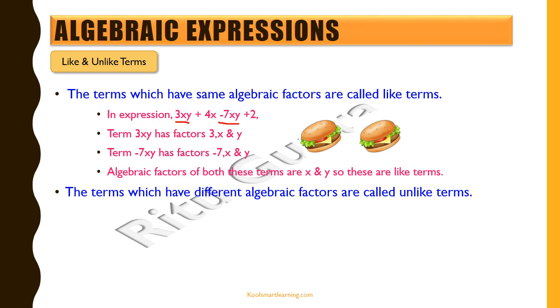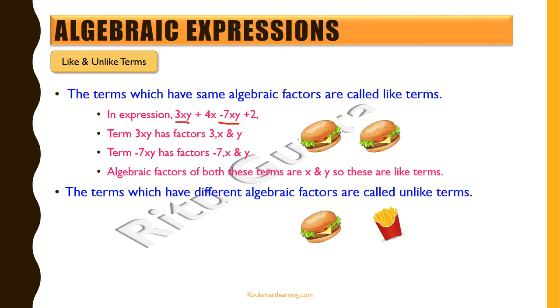Now let's see what are unlike terms. The terms which have different algebraic factors are called unlike terms. And when we say different, what we mean is that they may have one or two common algebraic factors, but all the factors are not the same. So that is where we call them unlike terms.